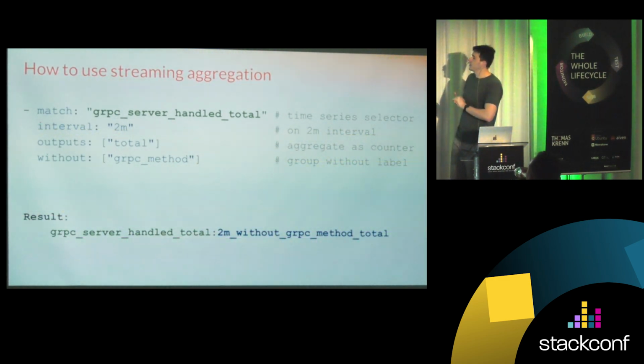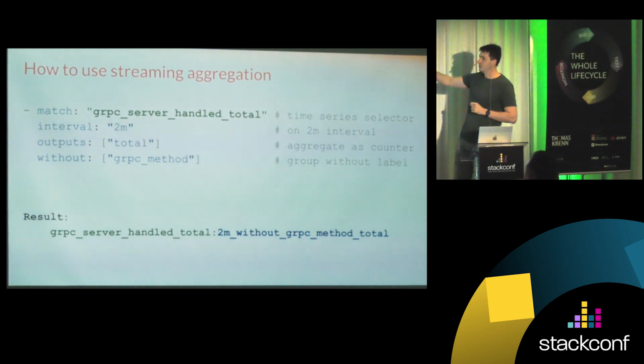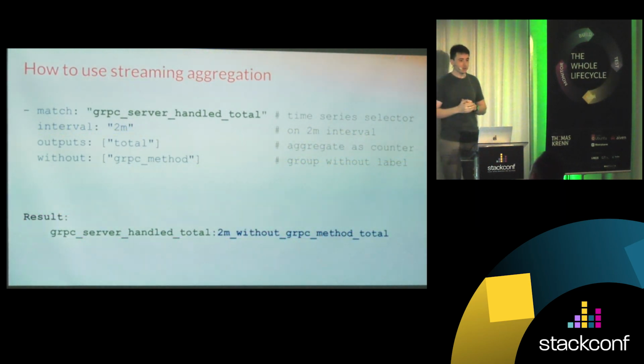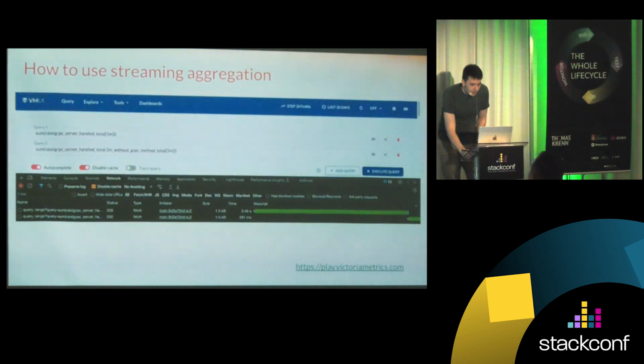And in result, VM Agent will write this metric below, a new metric name, to the database. You can choose if you want to keep only this metric and drop the raw data. You can write both. So this is up to you. But if we choose to keep only the aggregated metric, we will get this reduction of resource usage afterwards. And here's how it looks in action.